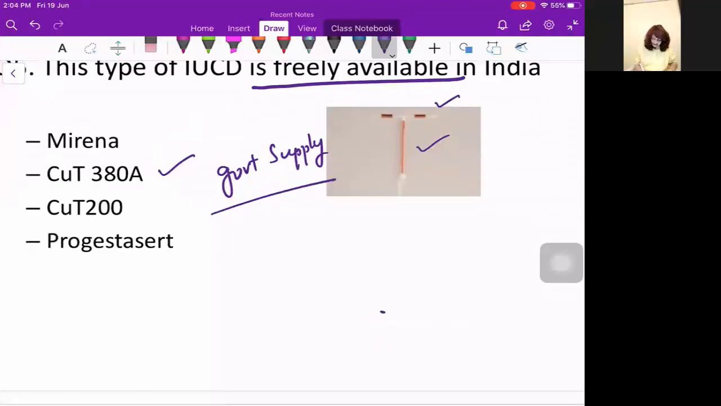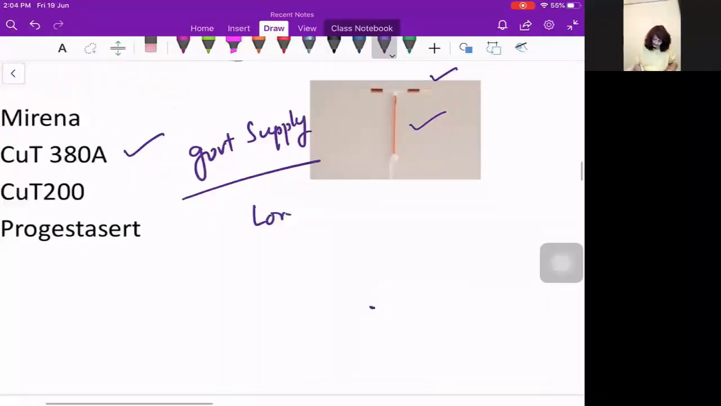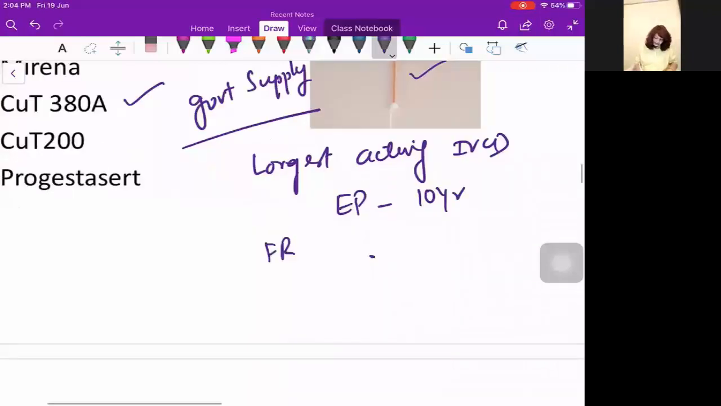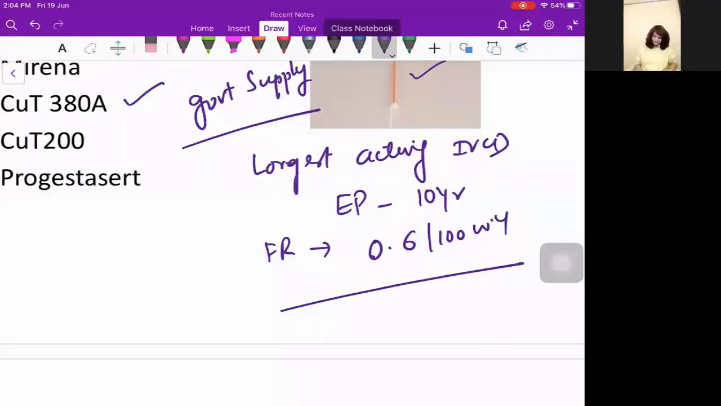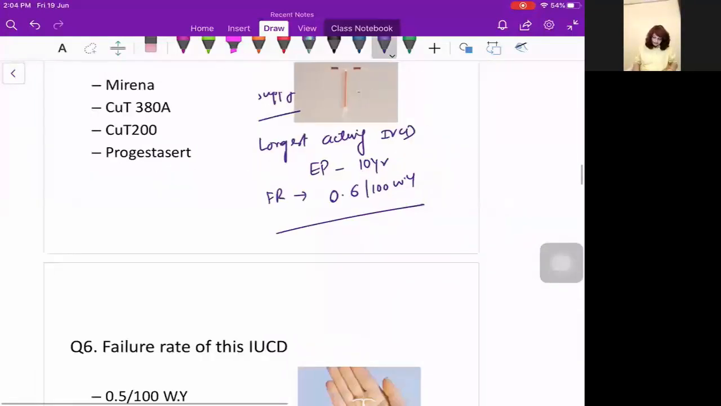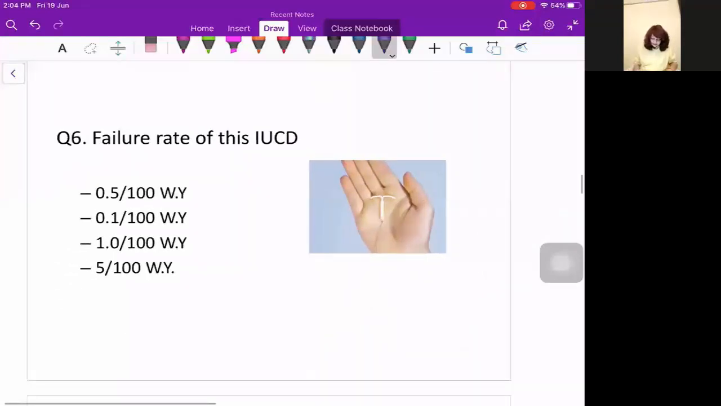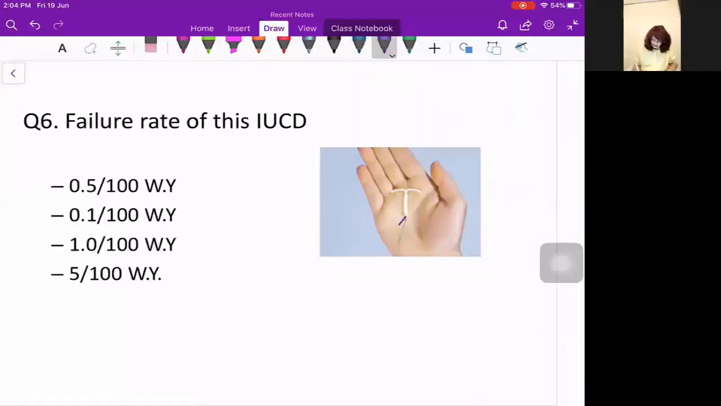and it is also the longest acting IUCD, where effective period is 10 years, and failure rate of this IUCD is 0.6 per 100 women year. Next, identify the type of IUCD and what is the failure rate of this IUCD. This IUCD, which is shown in the image, is Mirena.